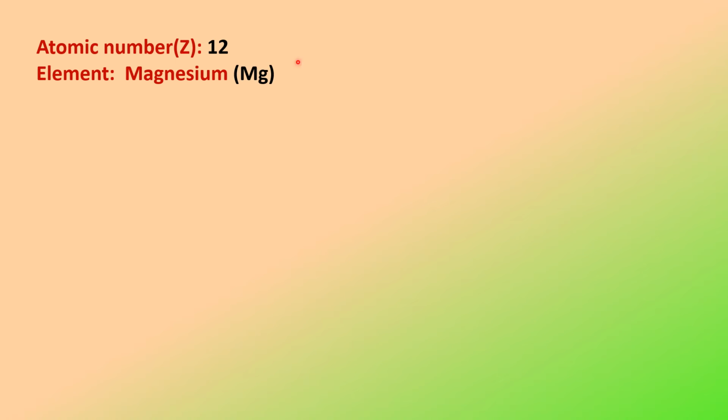The 12th element is magnesium. The atomic number for magnesium is 12. Its symbol is Mg, and the configuration for magnesium is 1s2, 2s2, 2p6, 3s2. So the s orbital is completely filled. In the third shell, in the s orbital, 2 electrons are present. So this is the valence shell for magnesium.